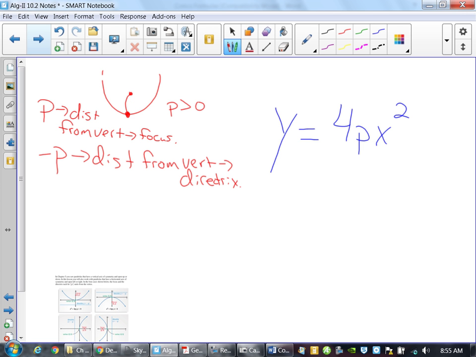Oh, that's the old book. That's the new book, right? That's right. The new book does it this way, and the old book does it the other way. I'm going to use the old book method because the old book method is the one that has it in your calculator.